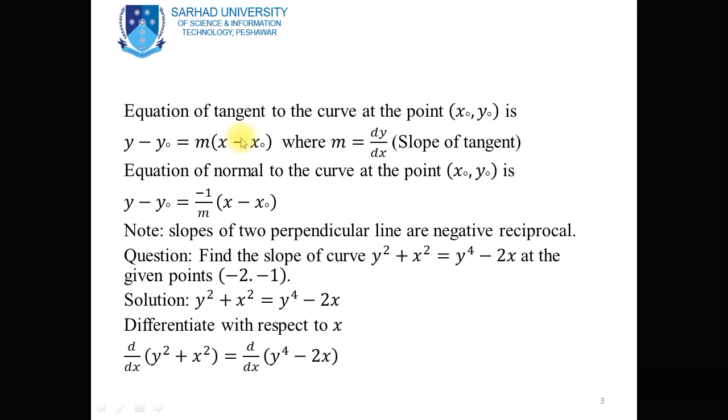And for the normal line, take the negative reciprocal of the slope of the tangent line. This will be the slope of the normal line. So again, put the slope for the normal line and put the point x0 and y0 in this formula. This will be the equation of the normal line.